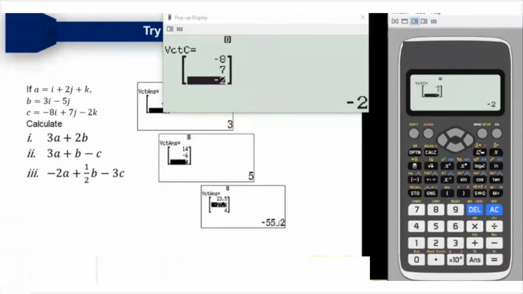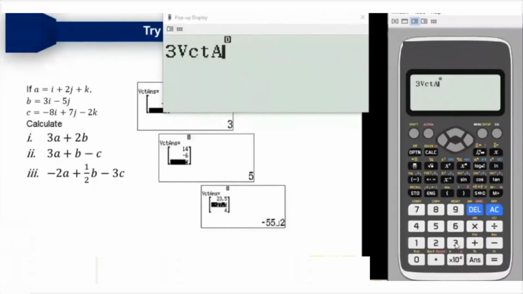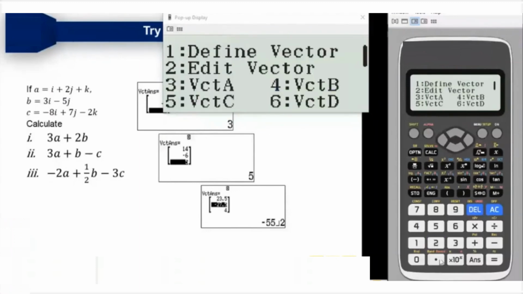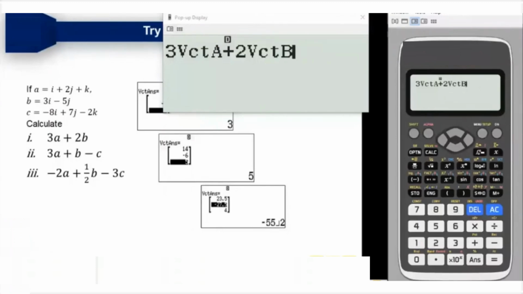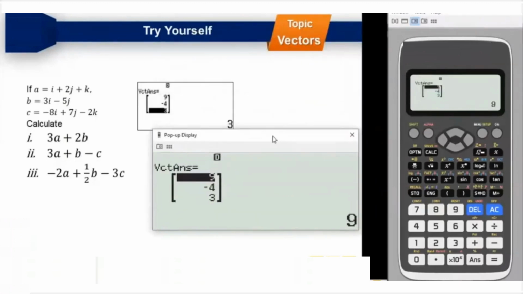And once I have defined this, now the next task is to solve the question. So my vectors are defined. Now I have to, let's say, do 3A plus 2B. So I will write 3, option 3, which is vector A, 3 times vector A plus 2 times option 4. 3 times vector A plus 2 times vector B is 9, minus 4 and 3. I hope this is clear.